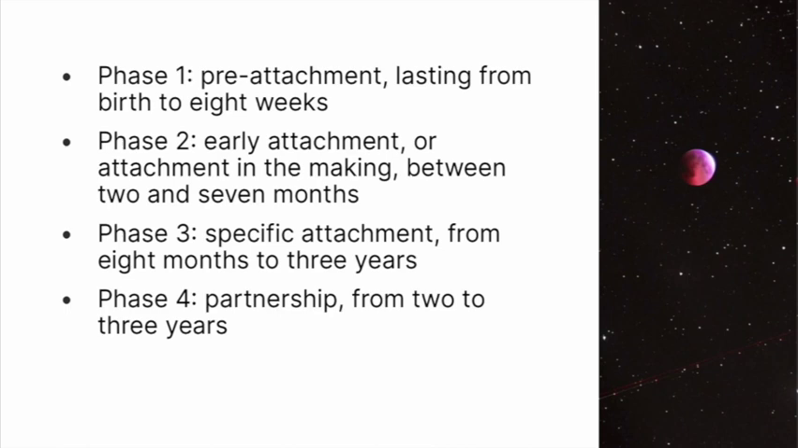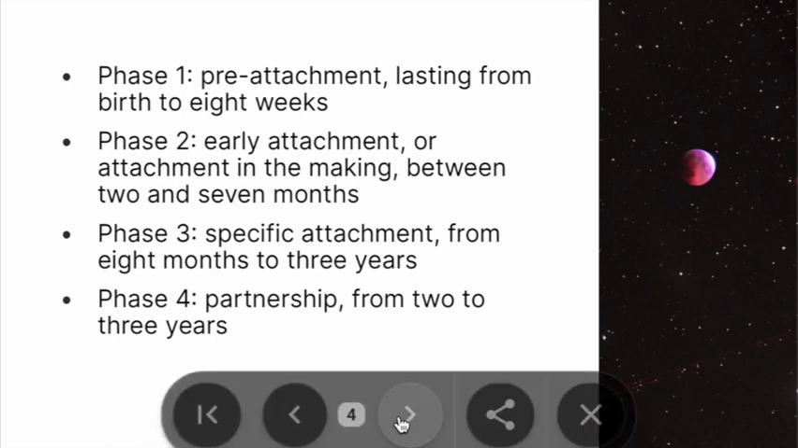And then phase four, the partnership, at 2 to 3 years as well, where first of all, the infant develops internal working models or representations of expected interaction. If I smile, you feed me. And also goal-corrected behavior with the caregiver. That is, the infant realizing that the caregiver's goals may be different from their own. So if I smile, you may not always feed me because maybe you're busy.